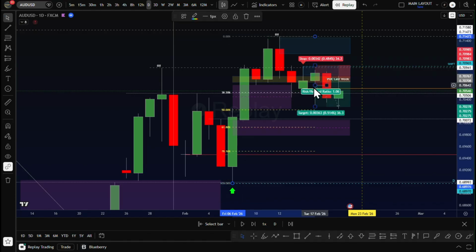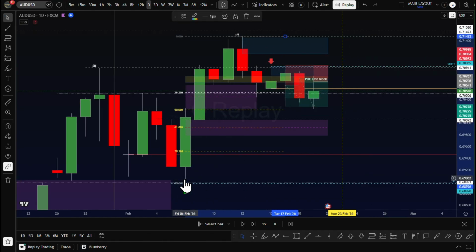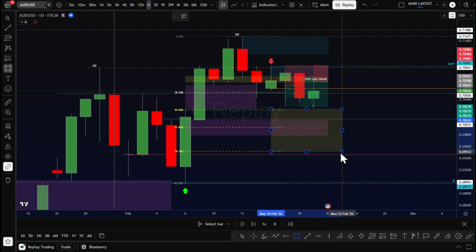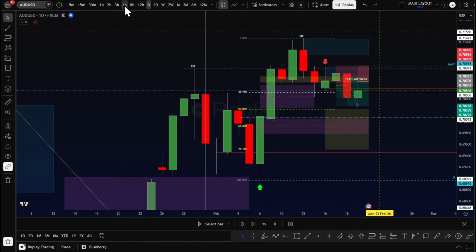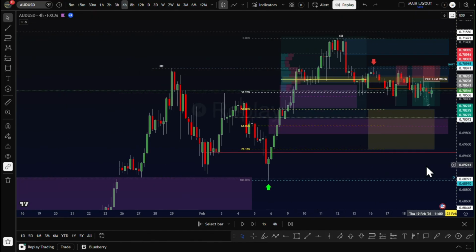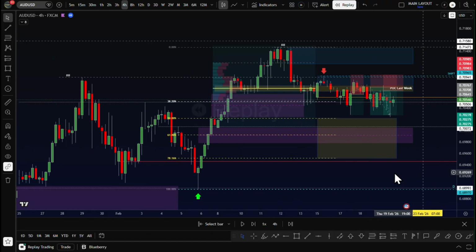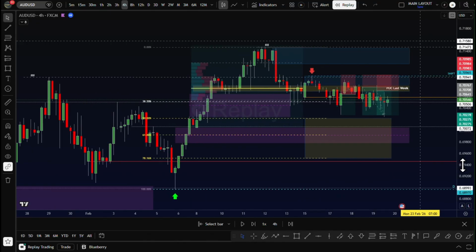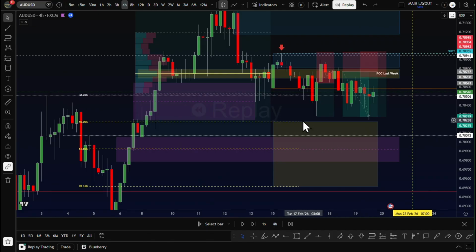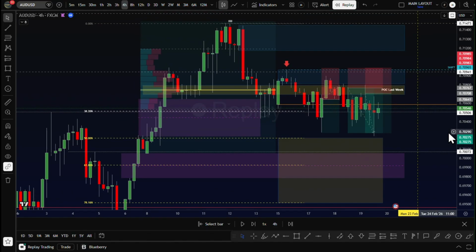I decided to measure my last order flow on the daily. You can clearly see from this low to this high, I marked up my discount zone at least 50%. Let's go down to the 4 hour. Because AUD is fundamentally strong, as soon as the price reaches around the 50%, price will tend to reverse.